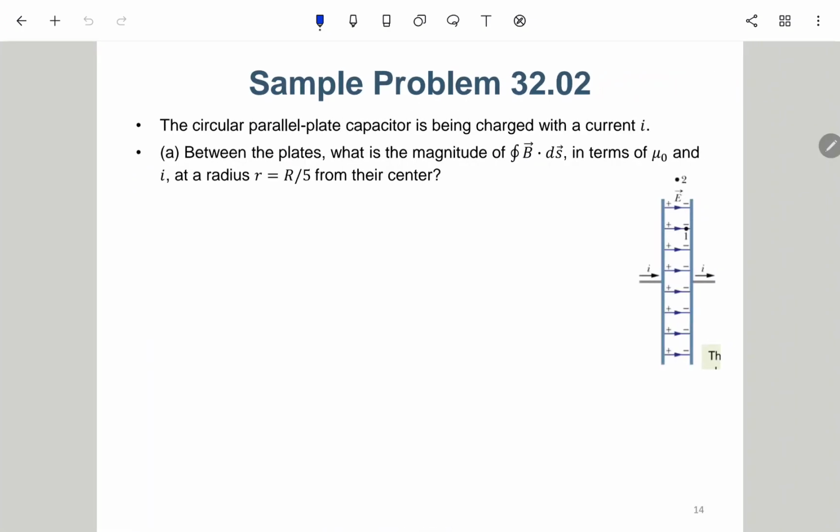Okay, so here we have a sample problem. It says the circular parallel plate capacitor is being charged with a current I between the plates. What is the magnitude of this integral in terms of mu naught and I at radius r equals capital R over 5 from the center? Okay, so this integration of B dot ds is actually mu naught I_D enclosed.